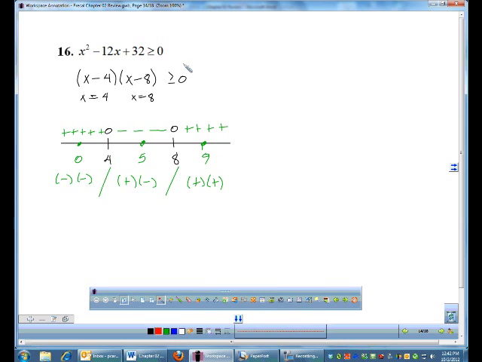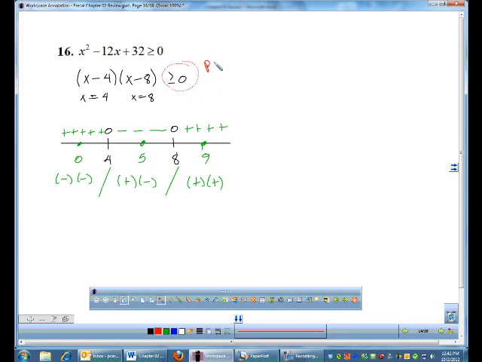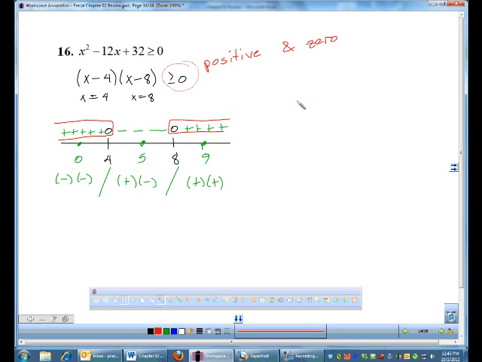I want things that are greater than or equal to 0, and numbers that are greater than or equal to 0 are positive numbers. And I want to include 0. So my positive numbers and 0 are going to be this, and I'll include the 0, which means I'll include 4, and I will include 8 over here. So my answer is everything before 4 with a bracket, because we will include the zeros, and then everything after 8 with a bracket onto infinity.